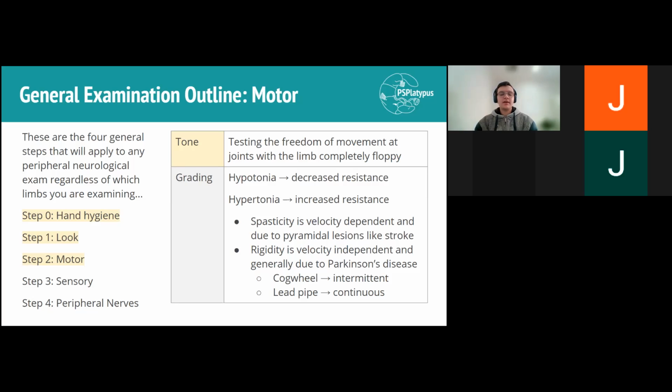Rigidity is velocity independent. So I could move it slowly and I could move it fast and it feels sort of the same. Of course, you don't want to move it too fast because that can actually hurt. But that's rigidity, and that's mostly to do with Parkinson's. There are two types: cogwheel, which is intermittent. So that's when it's rigid and then it's not, and then it's rigid and then it's not. Whereas lead pipe is continuous, so it's rigid throughout. And both of those are generally to do with still Parkinson's.